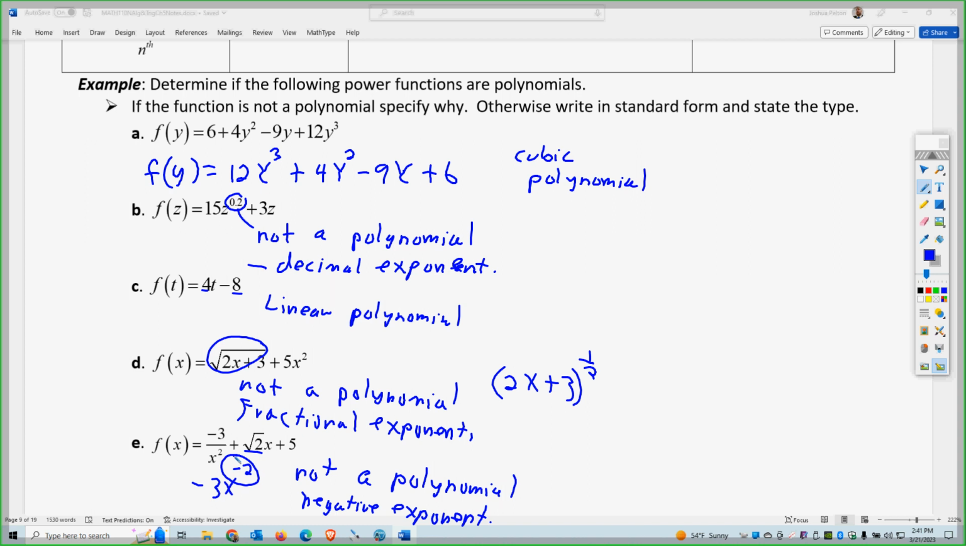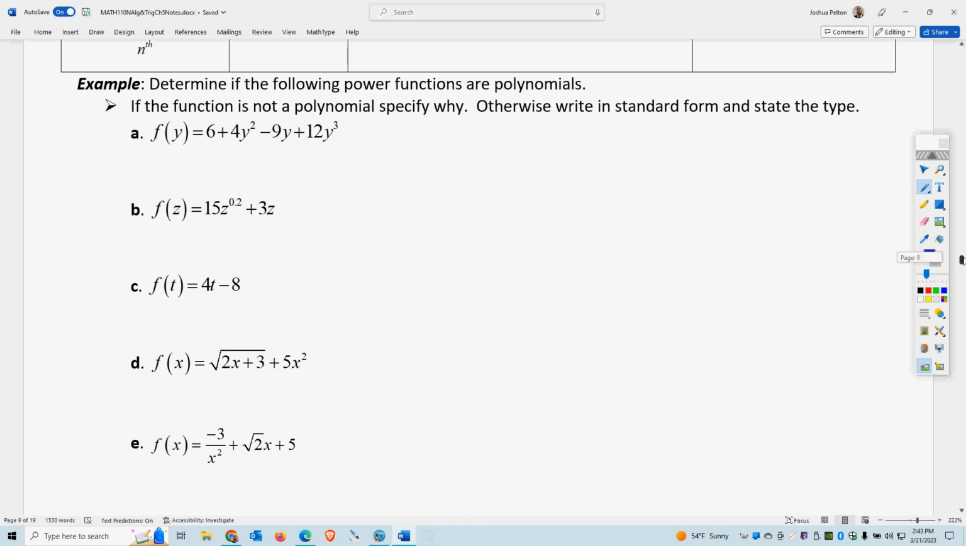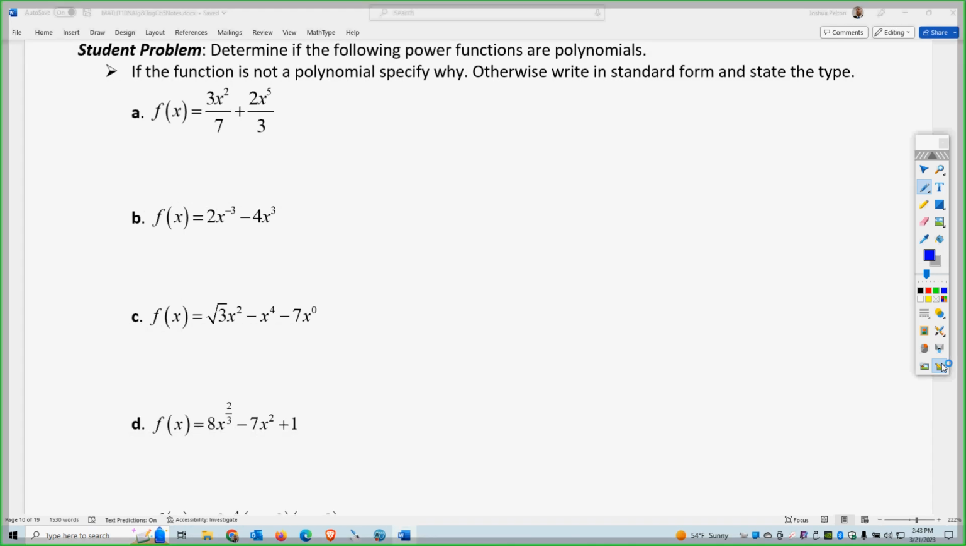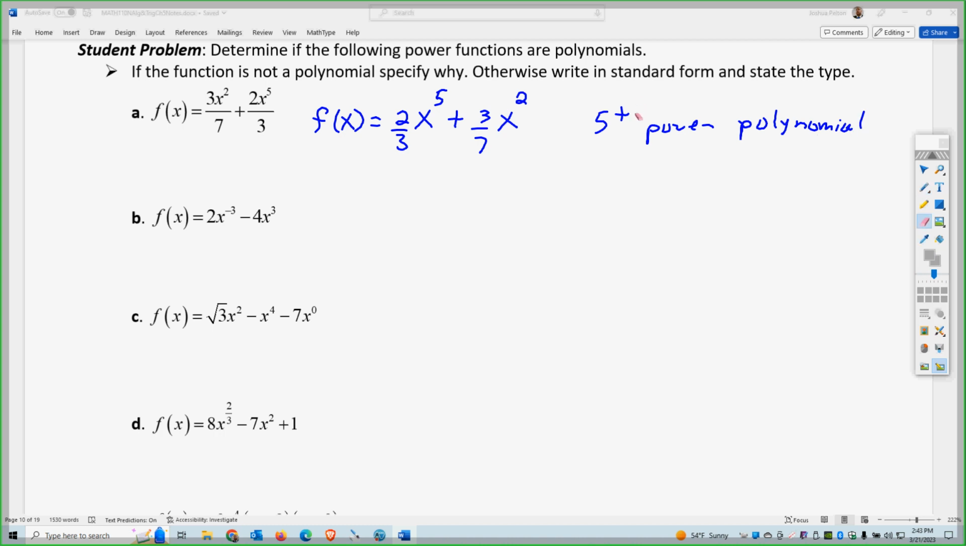All right, pause the video and try the next page for yourself. Okay, so if we go through these, are they polynomials? The first one, yes. This is f of x equals 2/3 x to the 5th plus 3/7 x squared. So that's a 5th power polynomial. There are names after 4, but we're not going to bother covering those.